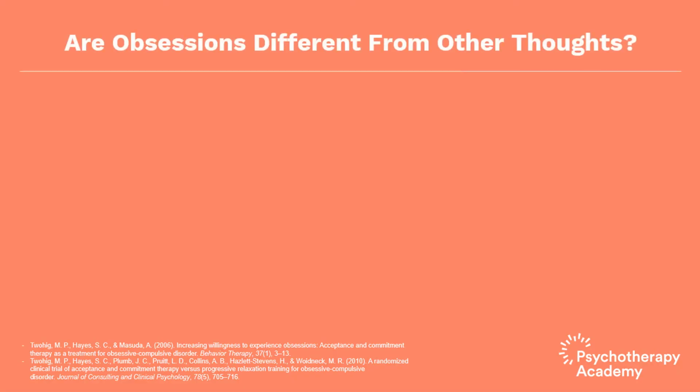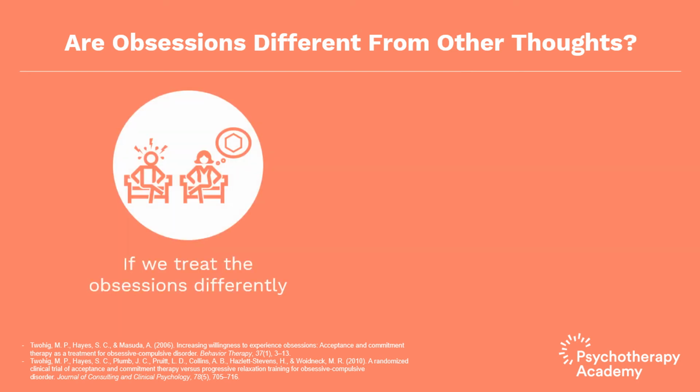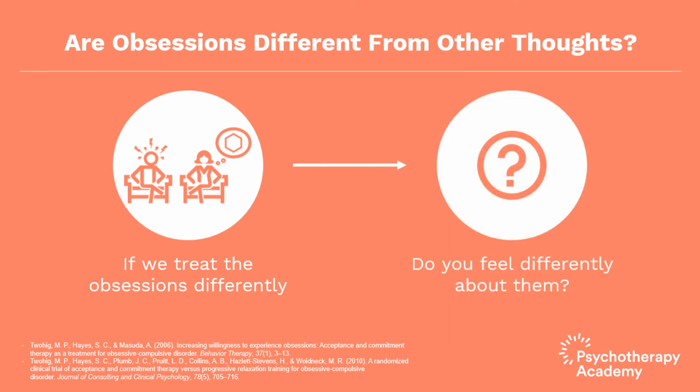I talk with them about how in the work with me, we're going to focus on what makes those thoughts, the obsessions, different from other thoughts, if they are different. So you want to leave it open to them and see if how we respond to them has anything to do with what those obsessions do. If we treat them differently, do they act differently? Or do they feel differently if we treat them differently?